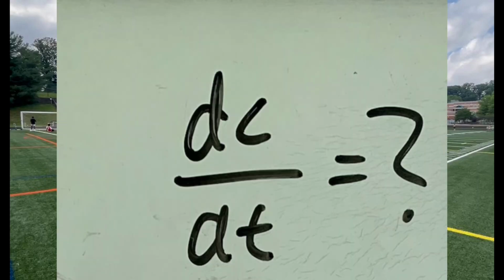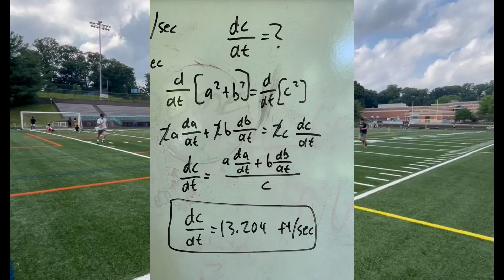To solve for dC/dt, we need to use an equation that relates all variables, which is the Pythagorean theorem. We take the derivative with respect to t. We can solve this equation by plugging in values that we know to get that the rate at which the distance between the players is changing is 13.24 feet per second.